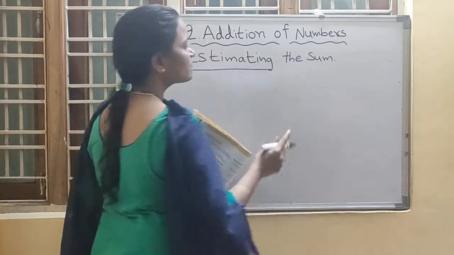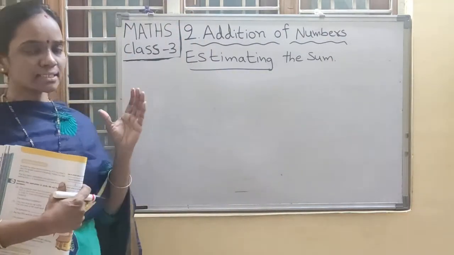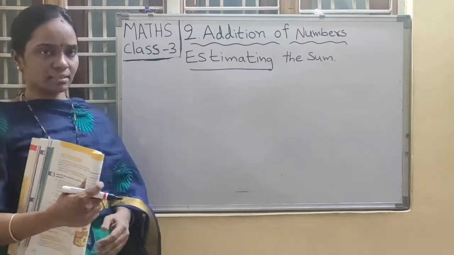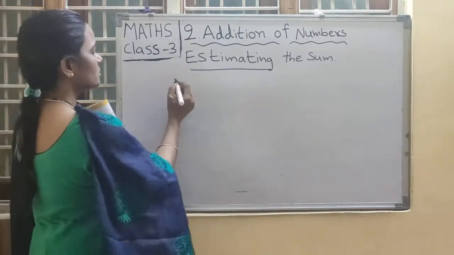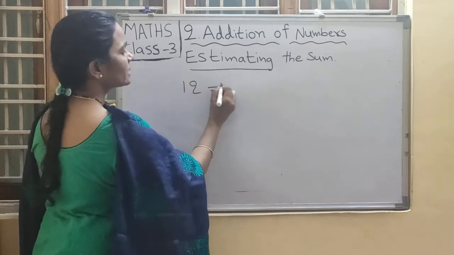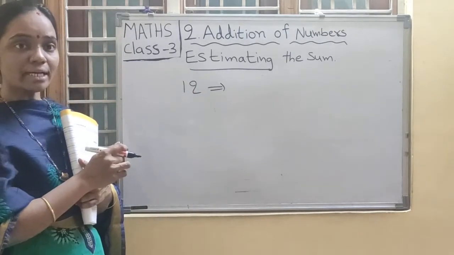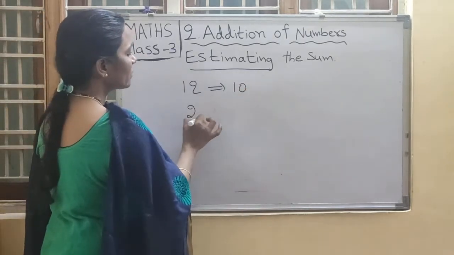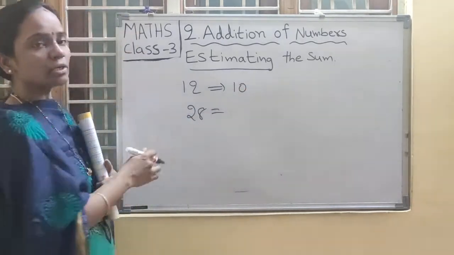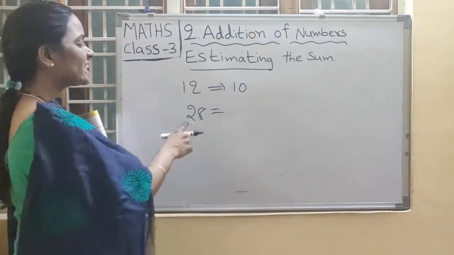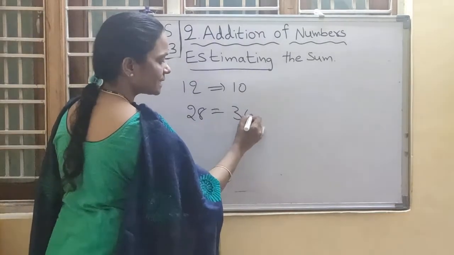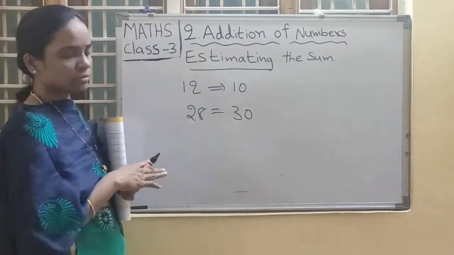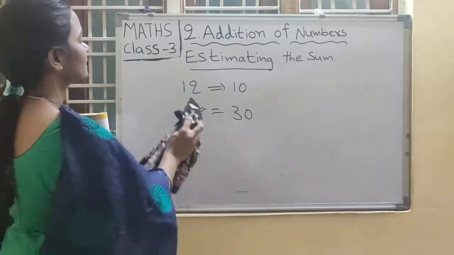What is meant by estimating? Estimating means we have to take some rough values, some estimated values, rounding of numbers. Yes, children? So here, suppose for example 12. What is its rough value? 12 is rounded off to which 10, children? 10. Come to the 28. What is its rough value or rounded off number? 28 is rounded off to which 10? 30. Have you understood, children? Yes. So these are the estimated values. Now we are going to find estimating the sum.